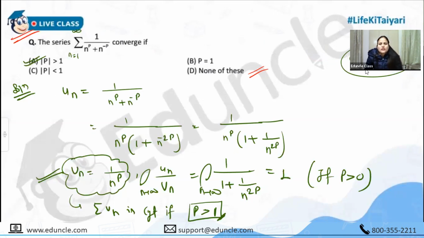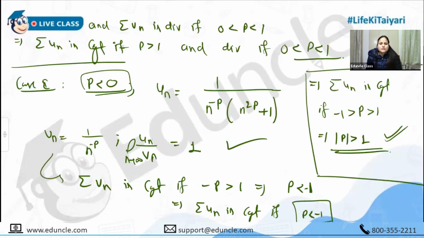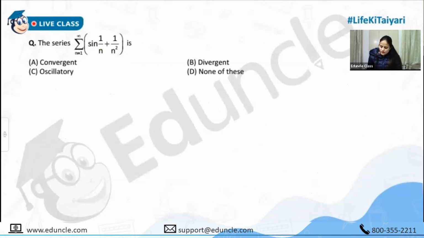ठीक है? Because whenever p lies between 0 to 1 and whenever p lies between minus 1 to 0, then Vn series diverges and hence Un series diverges by the comparison test. ठीक है? क्लियर है सभी को? Anyone, any doubt? चलिए, okay then. So here is our next question.